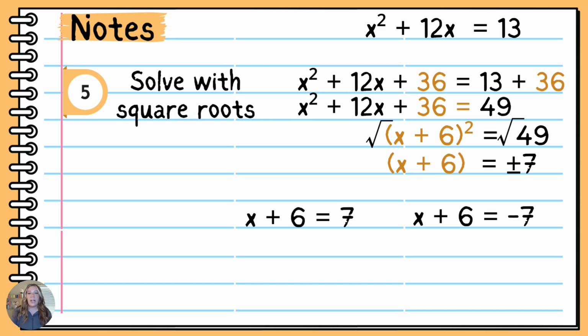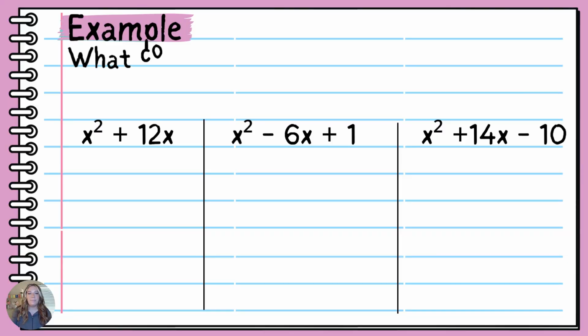And we can solve for x by subtracting 6 on both sides. So we'll get x is equal to 1. And on the last one, after subtracting 6, we'll get x is equal to negative 13. So let's look at a few more examples using this completing the square method.